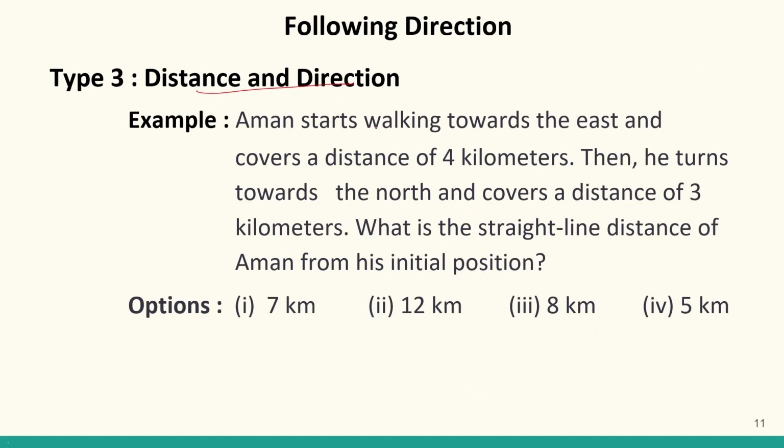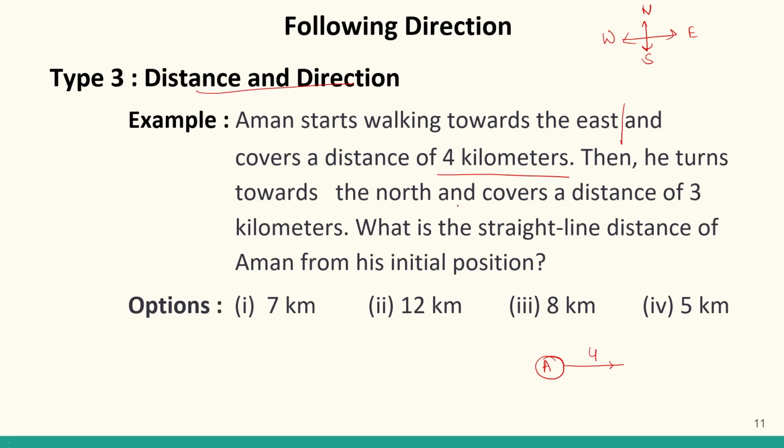Okay, then this is the third type, distance and direction. Now let us solve this question. Aman starts walking towards the east. Okay, so he is walking towards east. That means he is walking towards which direction? So if he is walking towards east, that means he is going in this direction, right? And covers a distance of 4 kilometers. So let's say this is the starting point for Aman. He walks for 4 kilometers and stops in the east.